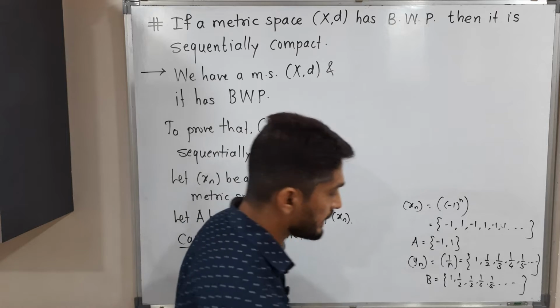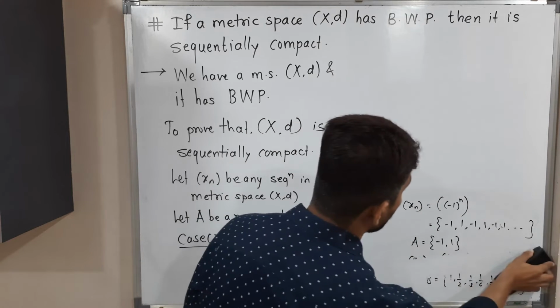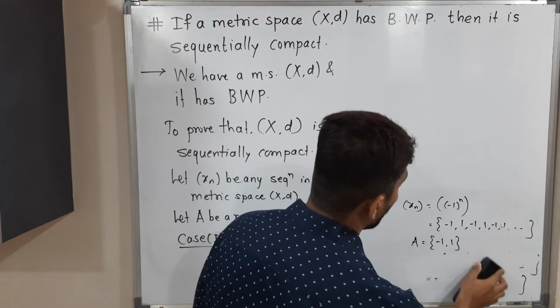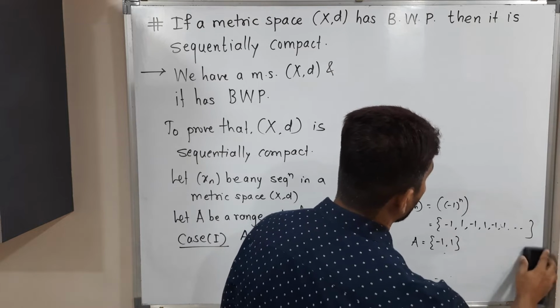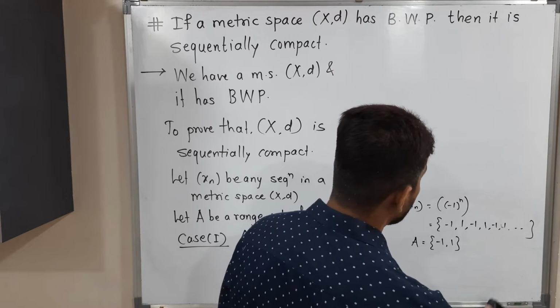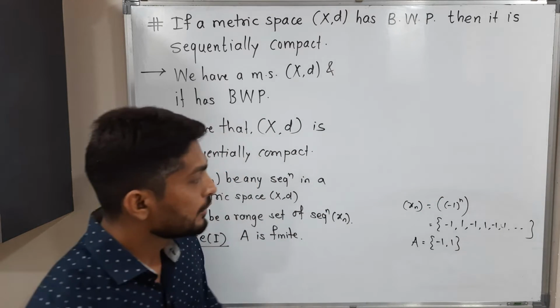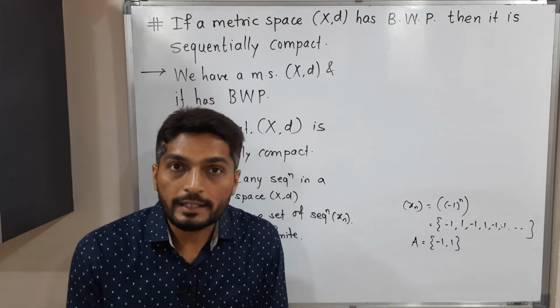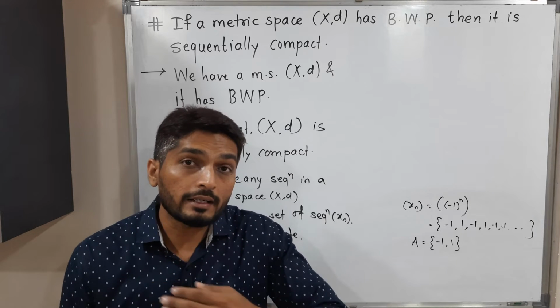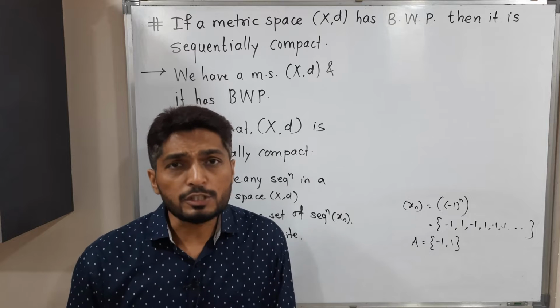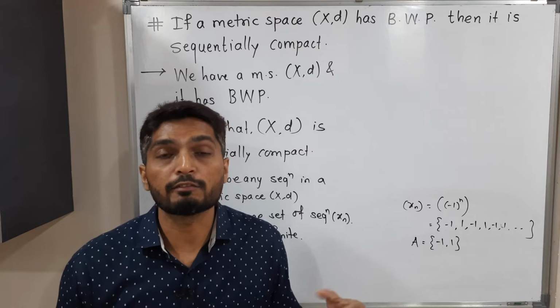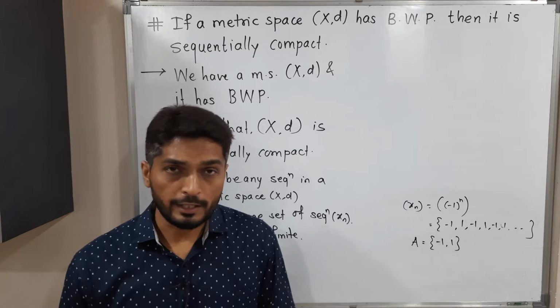So let me remove the second example. It is not required now, since we are discussing a first case where the range set is finite. So with the help of a finite number of elements, we have to form an entire sequence. That means at least one term should repeat infinitely many times. You are getting my point?